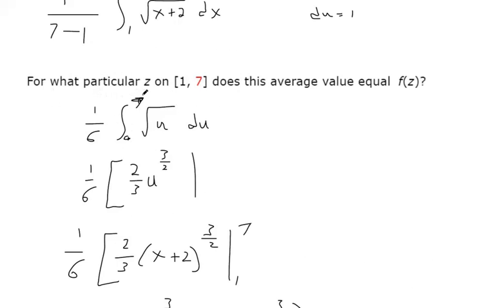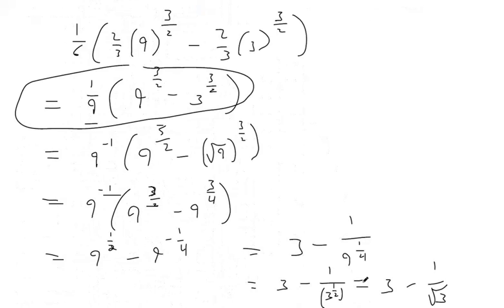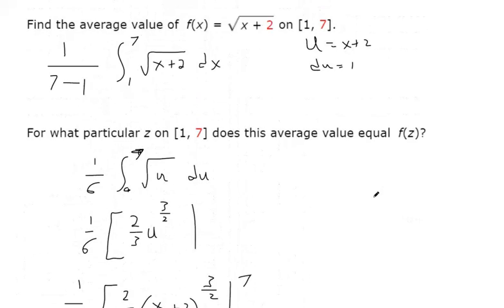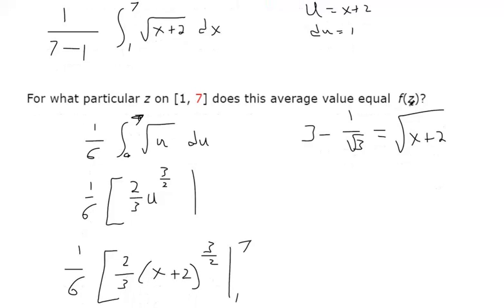What particular z does this average value equal f of z? So we're supposed to find out the x-coordinate where we reach this average value. So you want to plug 3 minus 1 over the square root of 3 where y would go, right? 3 minus 1 over the square root of 3. That equals the square root of x plus 2. And then you can solve for x, because this is asking for an x-coordinate, right?